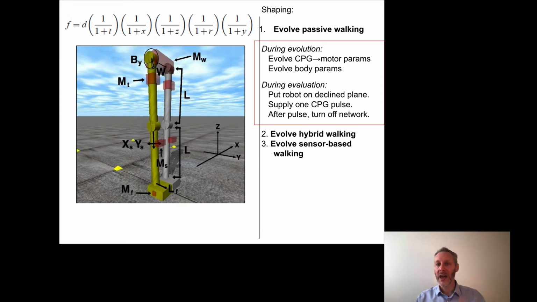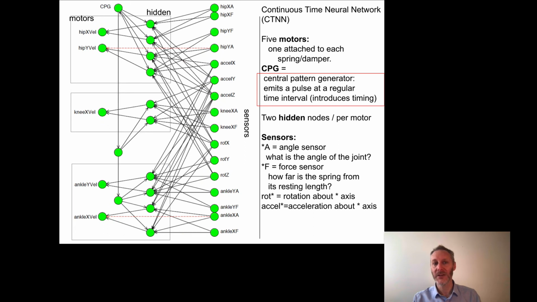Okay, so now we have our robot, we have a little bit of a neural network, and we have our fitness function, so we're ready to do evolution. So during passive dynamic walking, in this case during evolution, they evolved the body parameters that we just mentioned, the 22 body parameters, and they're also evolving the synaptic weights between the CPG and the motors. Right? So the CPG gives a little kick, and that kick arrives at the hidden layer based on these arrows. We have to evolve these weights as well.